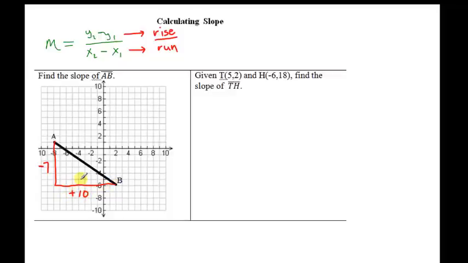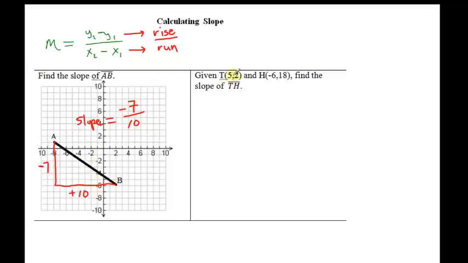We put those numbers over each other, rise over run. So the slope on this line is going to equal our rise value of -7 over our run value of 10. And if we can reduce that, we will. This doesn't happen to reduce, but look how it's negative, just as we predicted it should be. So that's how you do it from a graph.